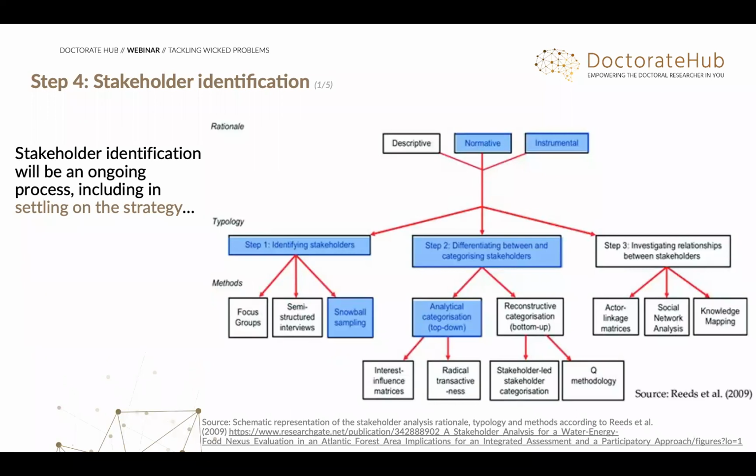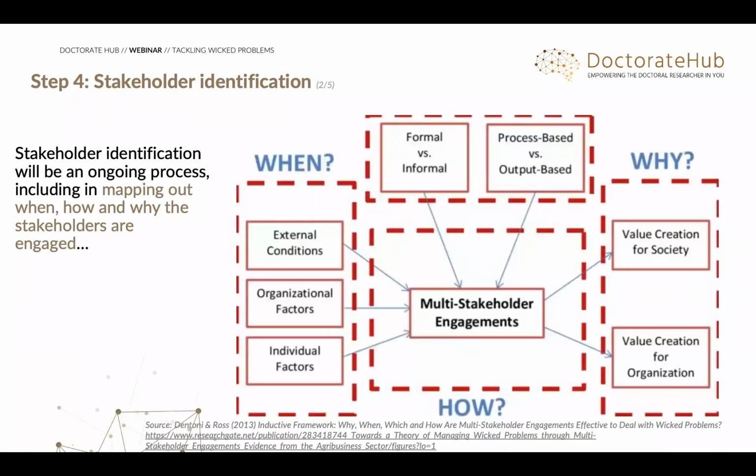And this can start very simple until you come to something more detailed. So you have the rationale, what are you doing? You have the typology, and you have the methods for each of the typology that you use: identifying stakeholders, differentiating between and categorizing stakeholders, and investigation of relationships between the stakeholders. Now, those are all very linear ways of working within such a nonlinear situation.